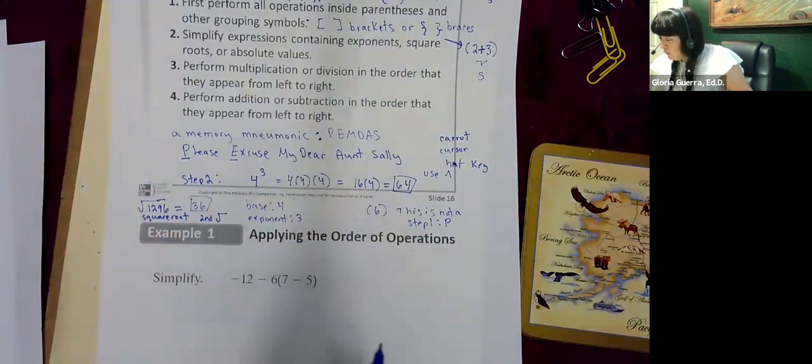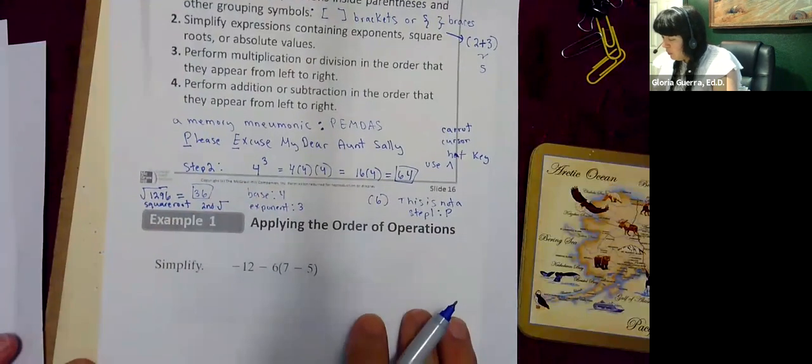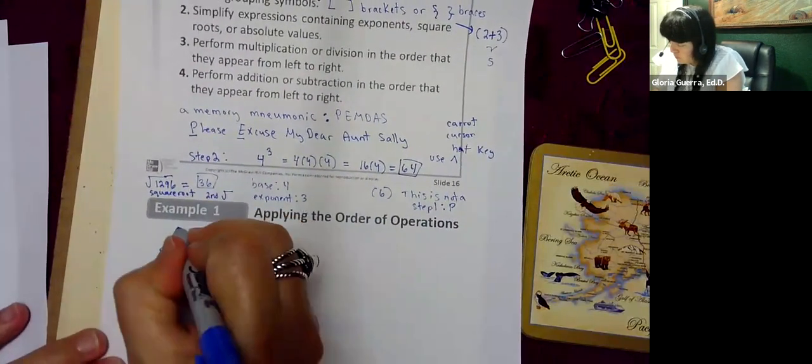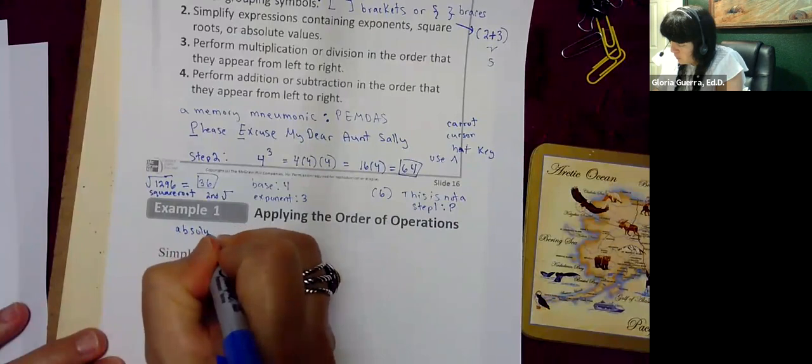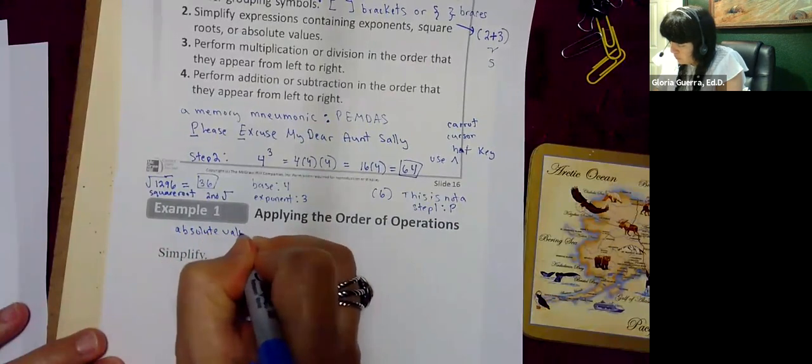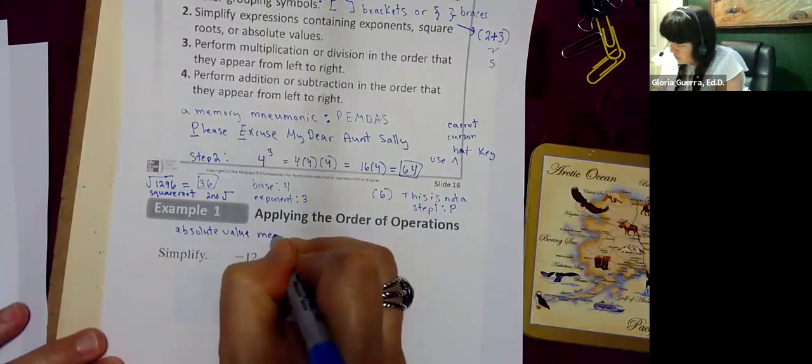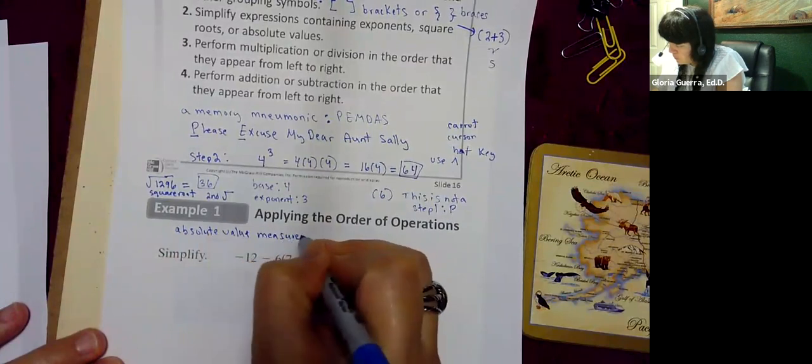And then absolute values. Yeah, so remember with absolute values, absolute value measures distance from 0.